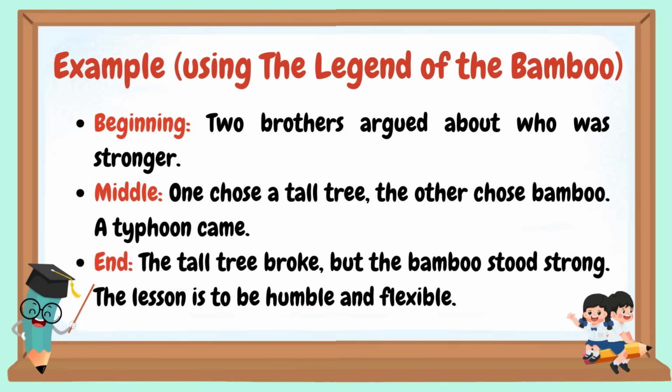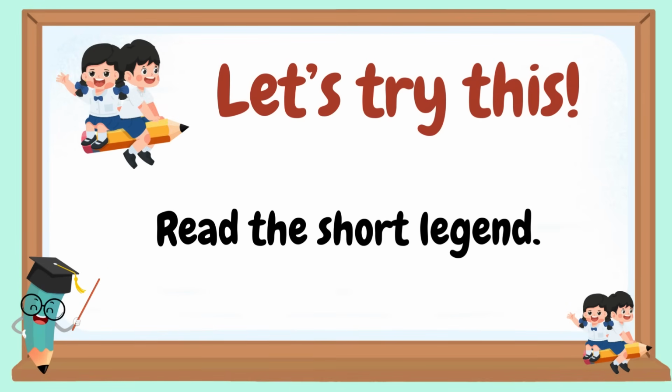Example, using the legend of the bamboo. Beginning. Two brothers argued about who was stronger. Middle. One chose a tall tree, the other chose bamboo. A typhoon came. And the tall tree broke, but the bamboo stood strong. The lesson is to be humble and flexible. Let's try this. Read the short legend.